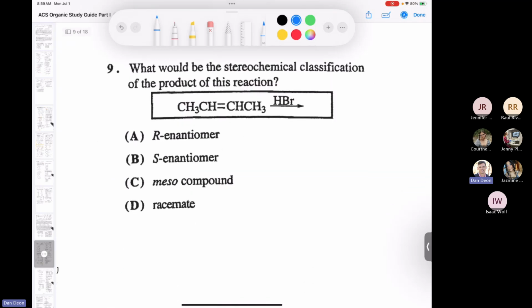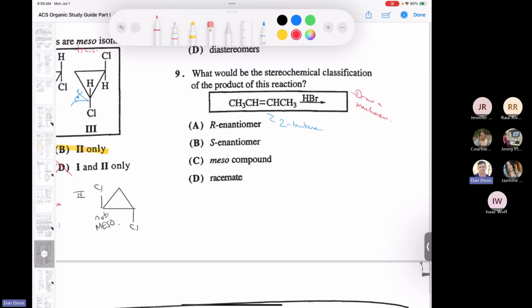This is more important. What would be the stereochemical classification of the product of this reaction? We have this alkene, 2-butene, and we're treating it with HBr. Are we going to get the R enantiomer, S enantiomer, a meso compound, or a racemate? Well, the final exam doesn't make you draw mechanisms, but I would say for this one, draw a mechanism, and it's going to help you greatly. So let's see if we can squeeze it on here. It doesn't tell us whether this is cis or trans 2-butene. There's no information, so let's just draw it as trans 2-butene.